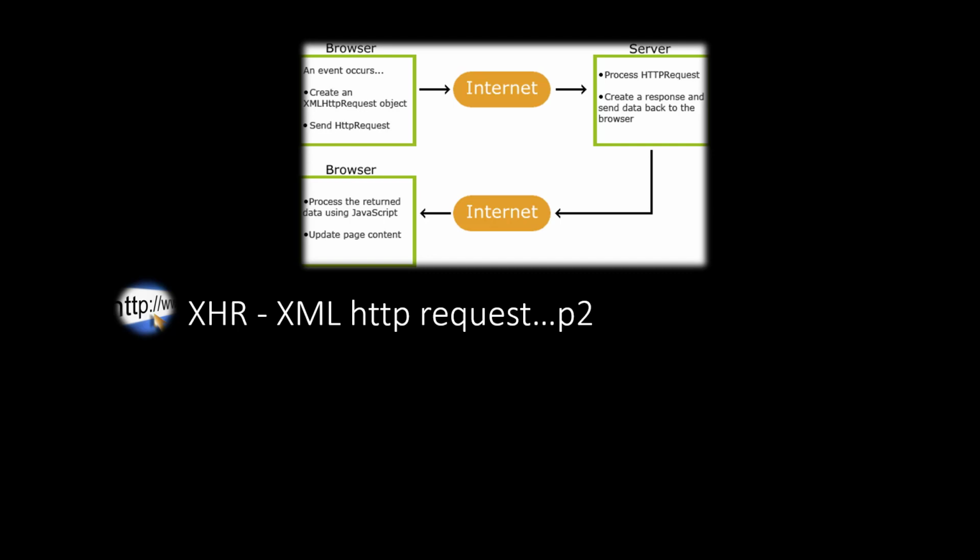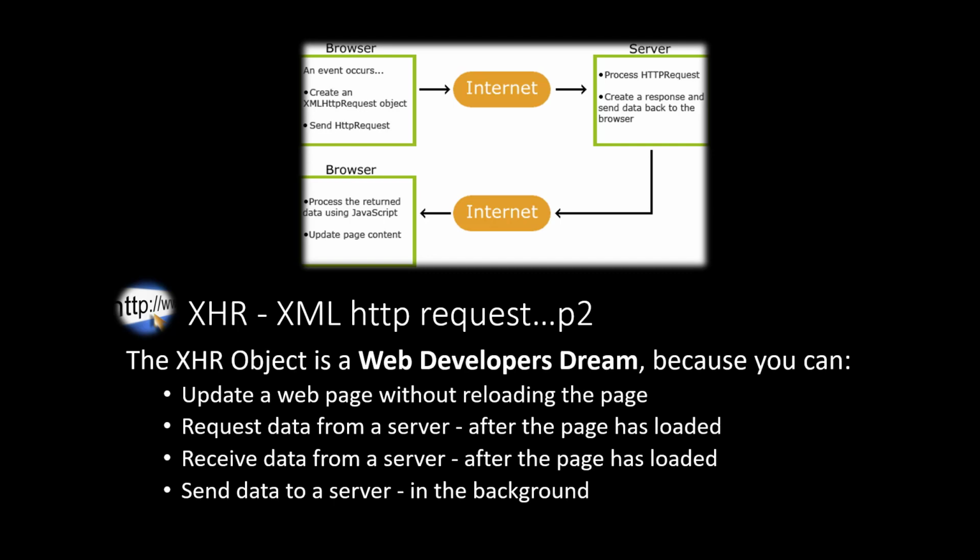The XHR object is a web developer's dream because you can update a web page without reloading the page, request data from a server after the page has loaded, receive data from a server after the page has loaded, and send data to a server in the background.